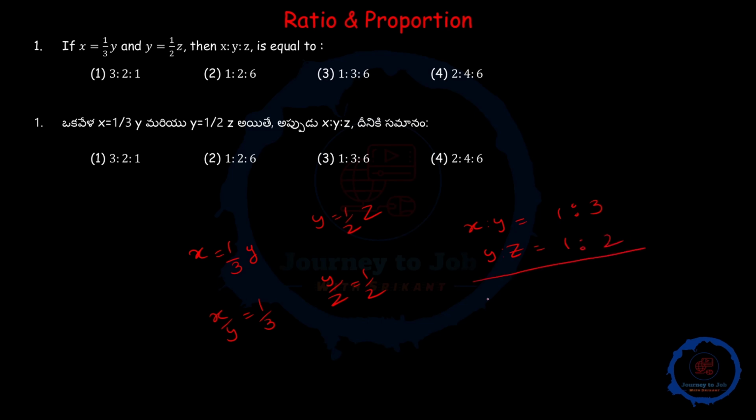What did we say, x is to y is to z, see this rule. So 1 into 1 is 1, 1 into 3 is 3, 3 into 2 is 6. So this is the answer, 1 is to 3 is to 6. And how is this derived? See, y is common in these two. The y value here is 3, here is 1. So simply multiply and divide.